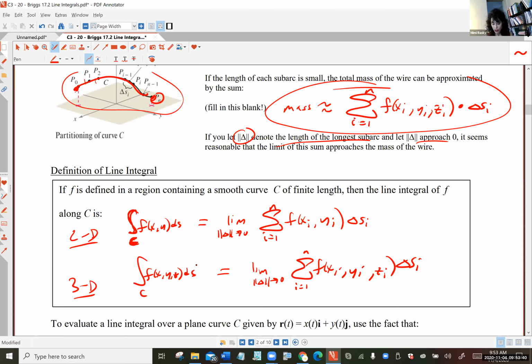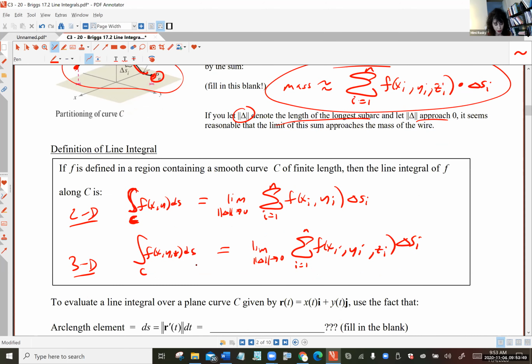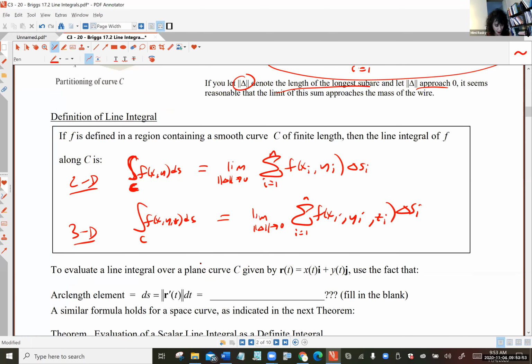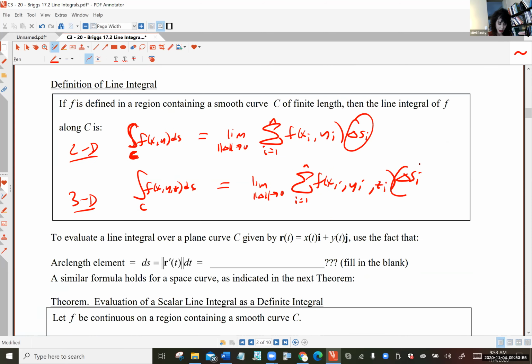Well, how do you evaluate a line integral? What you're going to have to do is turn it into a regular single integral, the kind that Calc 1 and Calc 2 people could do. But you have to be very careful because it ain't that easy sometimes. What do you mean? Well, this delta s sub i, which turns into ds, that's known as the arc length element.